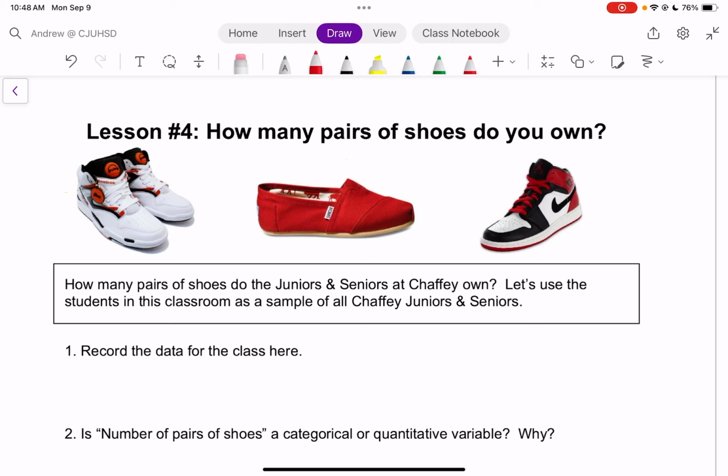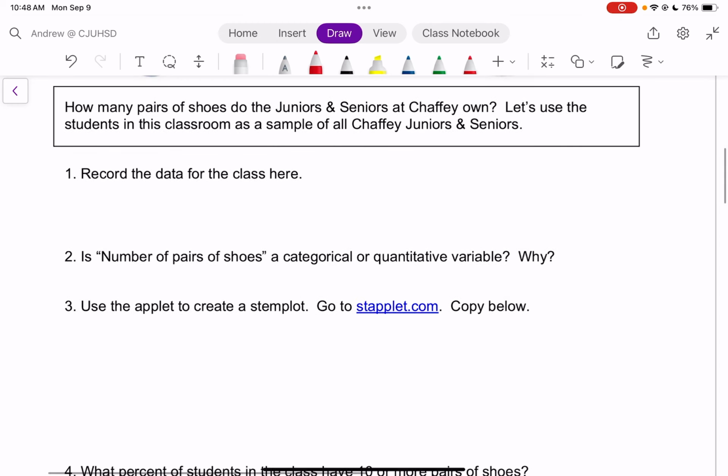Lesson 4, how many pairs of shoes do you own? In asking this question, what we're trying to do is gather some data that we can display in a stem leaf plot. So number one, we really didn't record the data for the class there. We gathered it through STApplet. That would be number 3. This is quantitative data because we're just talking about numbers of shoes.